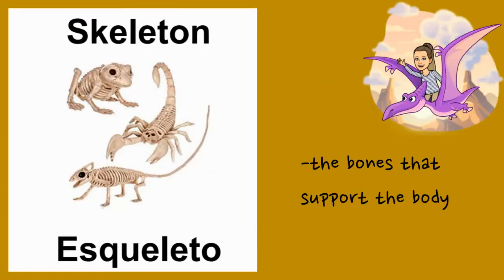This next word is the word skeleton. A skeleton is the bones that support the body. In this picture, we can see different skeletons that belong to different animals.